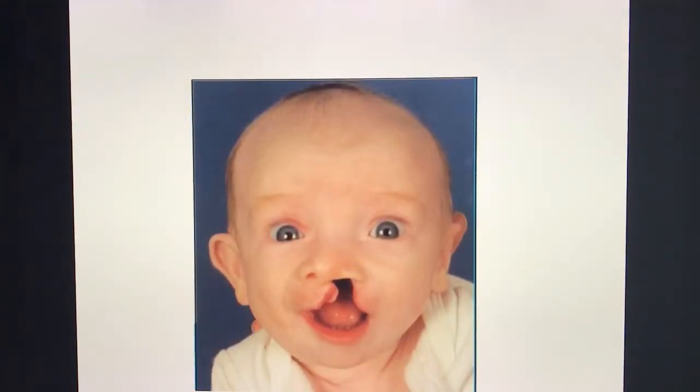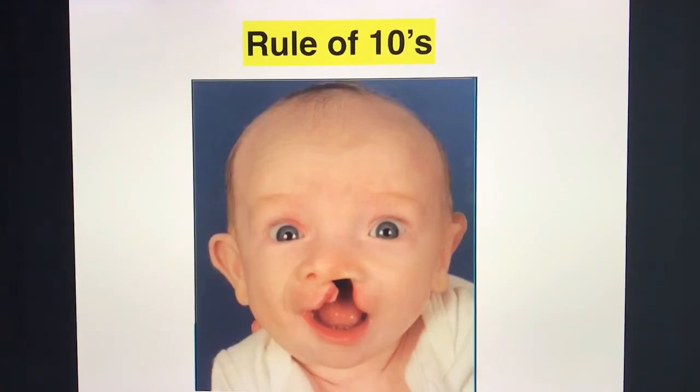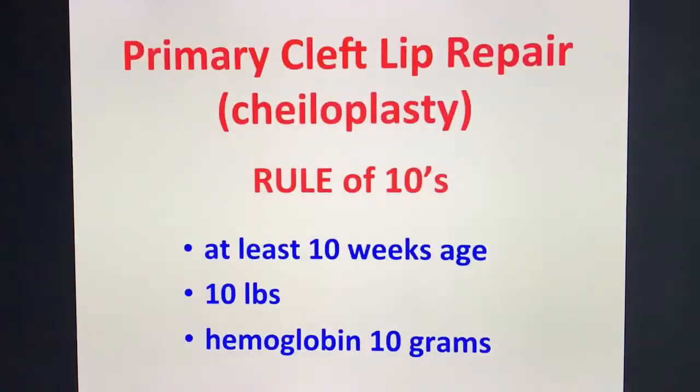Now, here's a picture of a cleft lip and cleft palate. Let's go over the rule of tens. So the rule of tens applies for primary cleft lip repair or cheiloplasty. So this is the rule of tens. The baby should at least be 10 weeks of age, 10 pounds in weight, and with a hemoglobin of at least 10 grams.